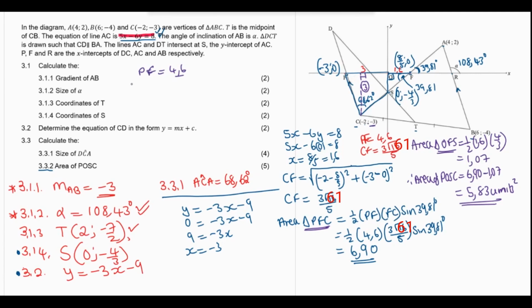So for the area of triangle PFC, you just say the area is equal to half times base times height. So the area of triangle PFC is equal to half times base, which is 4,6, the whole PF, and then times height, which is 3. Okay, this will give you the area of PFC. And then the area of OFS is still the same. It's going to be 1,07. So to find the area of POSC, you say the area of PFC, which is this, minus the area of OFS, which is this. And then you're going to get the same answer. Okay, you can try that and see.